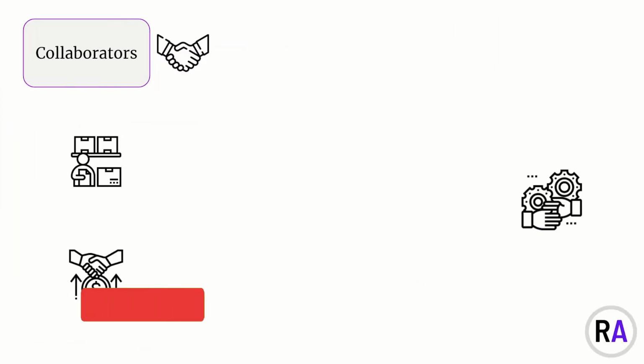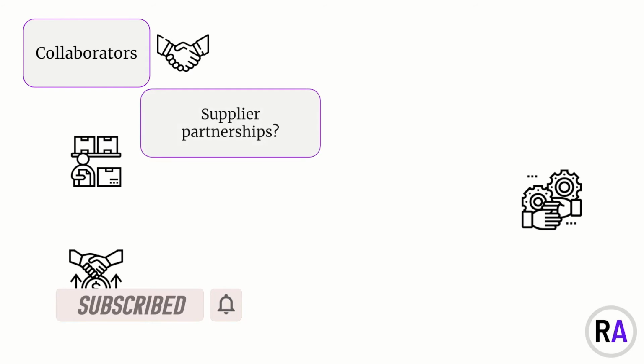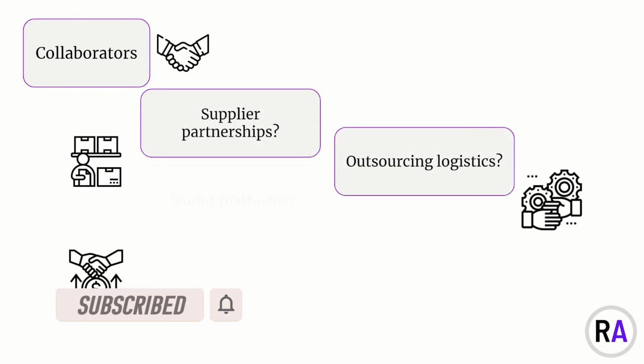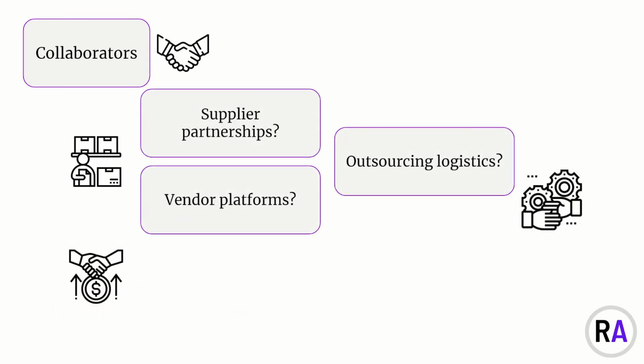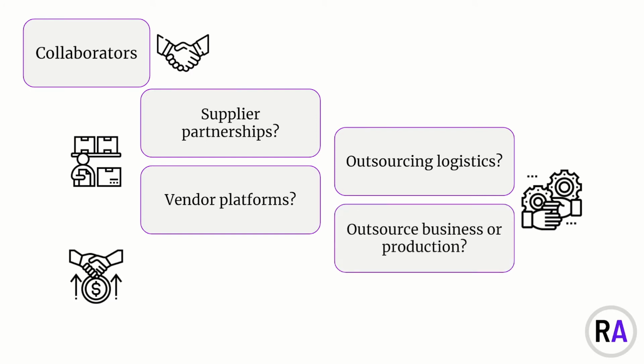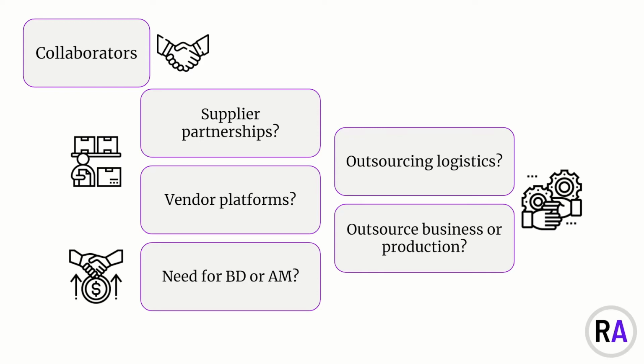Looking to collaborators, we want to evaluate what partnerships might look like for us. How are we partnered with suppliers? Do we outsource our logistics? Do we utilize a vendor platform like Amazon? Do we outsource other aspects of our business or production? Do we need business development and alliance management to make sure we're executing on our promises with our collaborators?